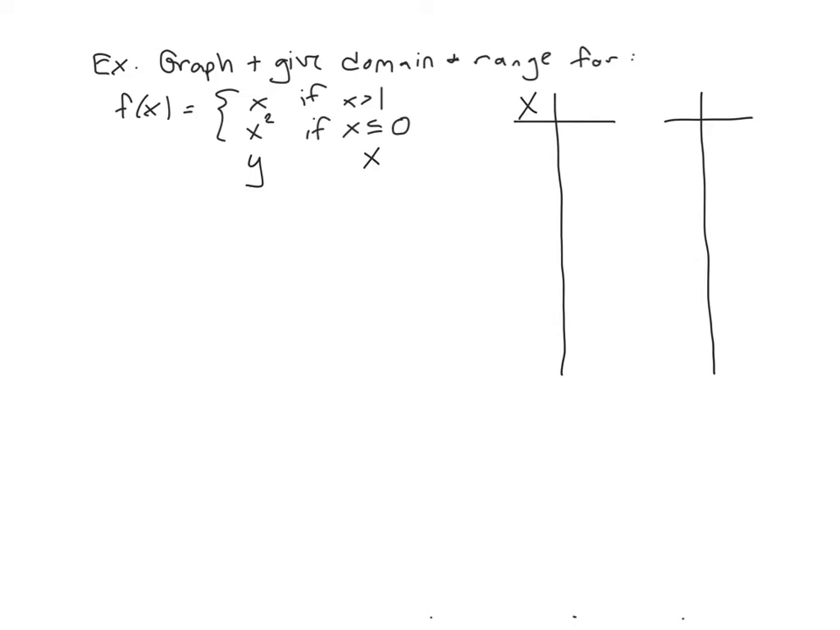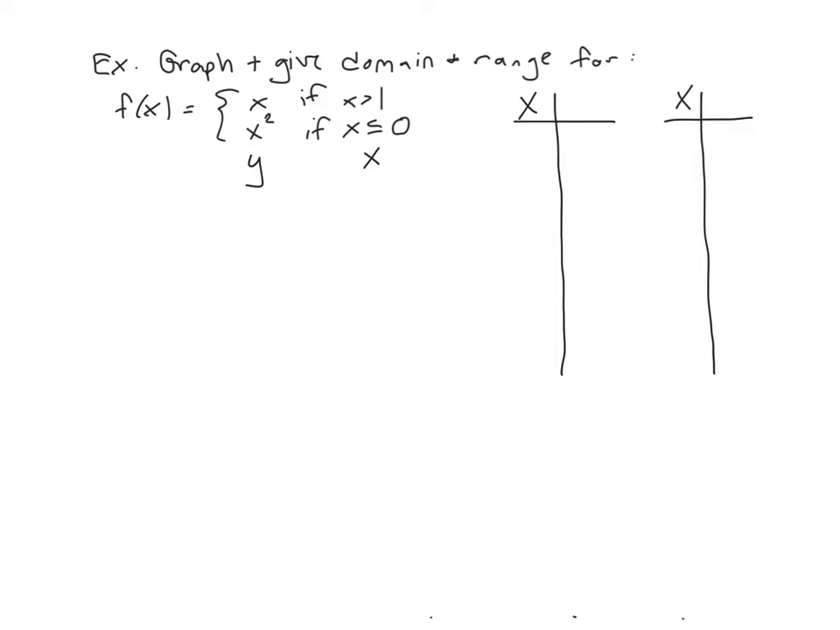Once again, I'm going to see if I recognize any of the shapes. If I look at the first part, for x greater than 1, I'm expecting it to look like a line because the equation is y equals x. For x less than or equal to 0, we have x squared, so I expect to see part of a parabola.